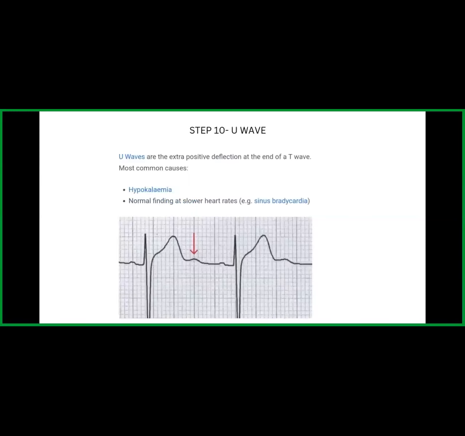Last step in managing and understanding ECG is U waves. These U waves are an extra positive deflection at the end of T wave, where the most common cause is hypokalemia. A normal finding is seen at a slower heart rate, that is sinus bradycardia, and sinus bradycardia is a presentation of hypokalemia as well. So this sinus bradycardia can have a U wave. This U wave should be understood and should not be confused with the morphology of U. It is not a negative deflection, it is a positive deflection. This positive deflection is between T wave and P wave.